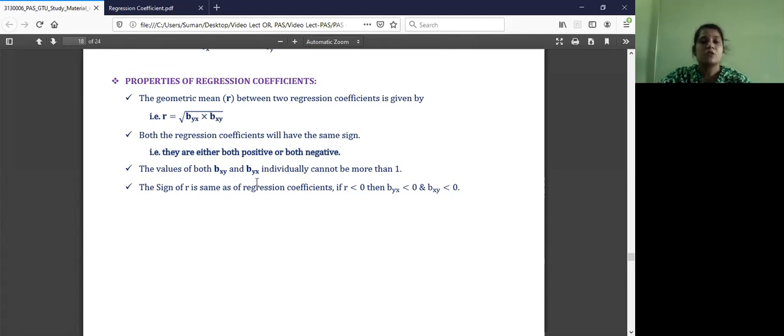For example, bxy and byx, both the signs are negative. Both will have the same sign. Both regression coefficients will have the same sign. So if we put all these values in our formula, that means minus 0.75, minus 0.25 under root. In our mathematics, we get these values in the positive sign because minus into minus equals plus sign. So here we get the value of r as positive, but this is the wrong answer.